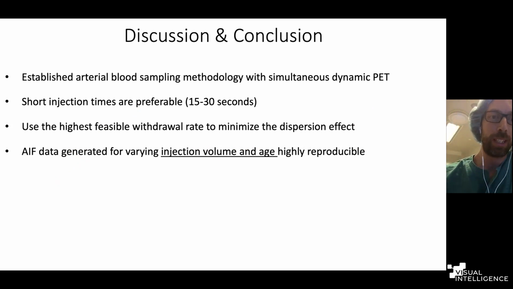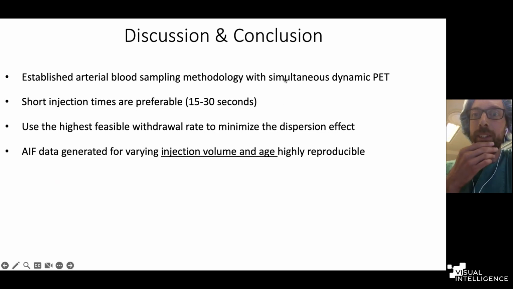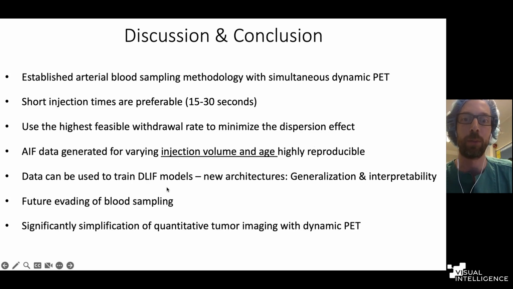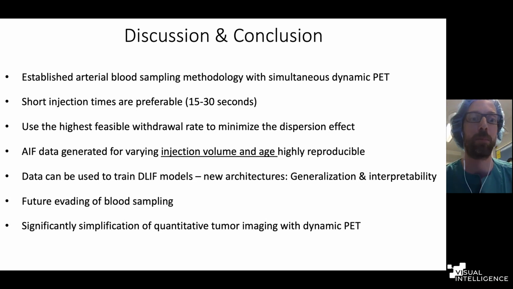So to conclude, we have established arterial blood sampling with simultaneous PET at UiT. We saw that short injection times are preferable, and the highest possible withdrawal rate. So in the new training data, we will use this knowledge. And we're working on new model architectures that generalize well and that allow interpretability. So hopefully in the future, this knowledge can allow us to evade blood sampling in mice to do longitudinal studies, but it can also later be transferred to humans and allow dynamic PET to become part of the clinical workflow, which is not currently done so much.